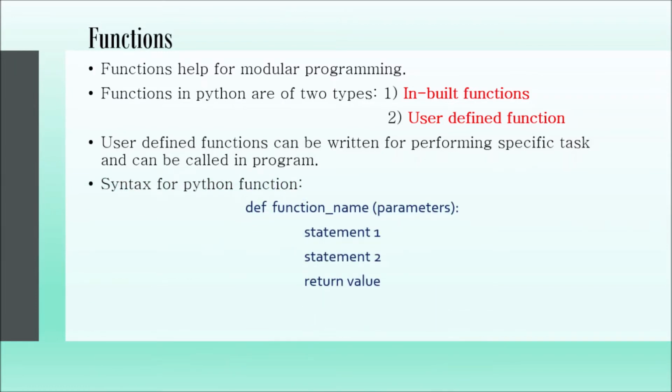Now what is the syntax for a Python function? How can you define a Python function? That is about user defined functions. You have to use def as a keyword, then write the function name, and in simple brackets pass the parameters of the function, put a colon, and write down multiple statements of the function, and finally return the value. This is the general structure or syntax of a Python function.